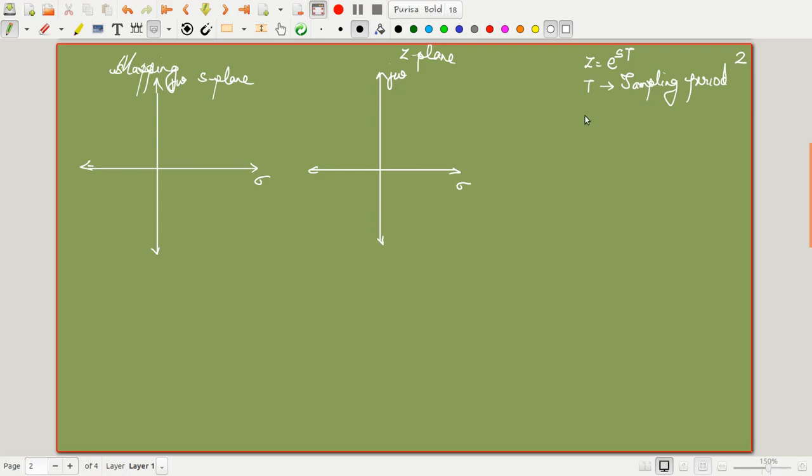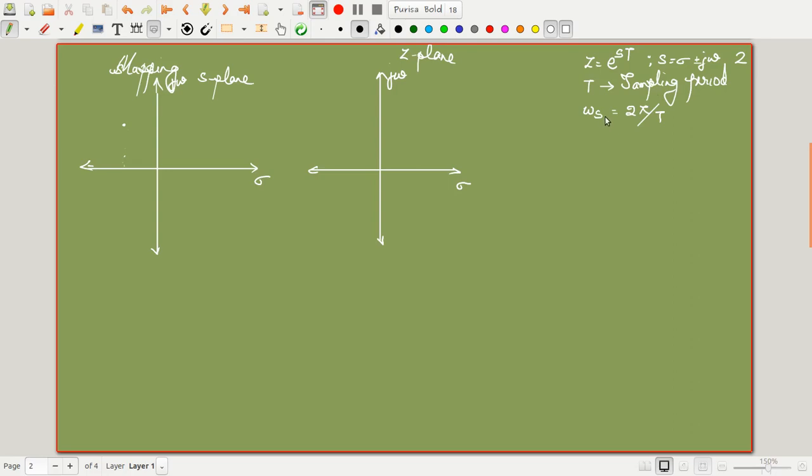Now we know what the sampling frequency is. Sampling frequency omega s can be written as 2 pi by T. And also, what is this s? Any point s on the S plane will be mapped onto some other point on the Z plane. This s is a function of the real part and the imaginary part of the S plane, so I can write s is equal to sigma plus or minus j omega. Right, s is sigma plus or minus j omega.